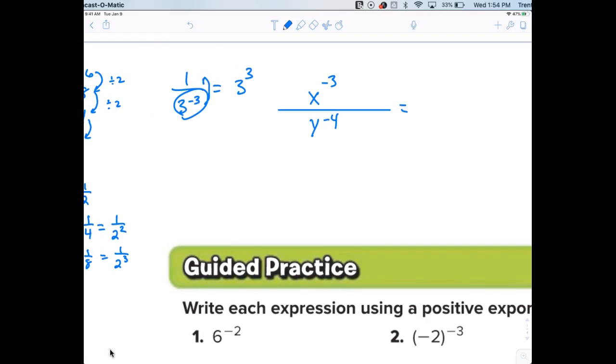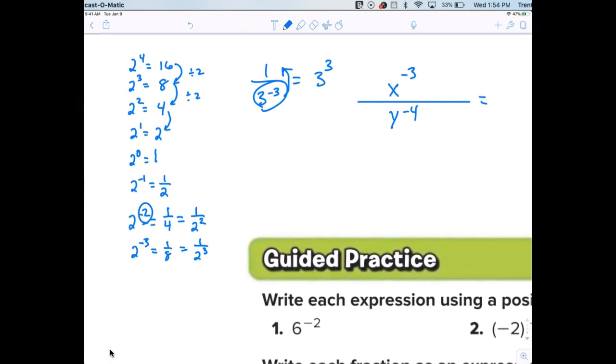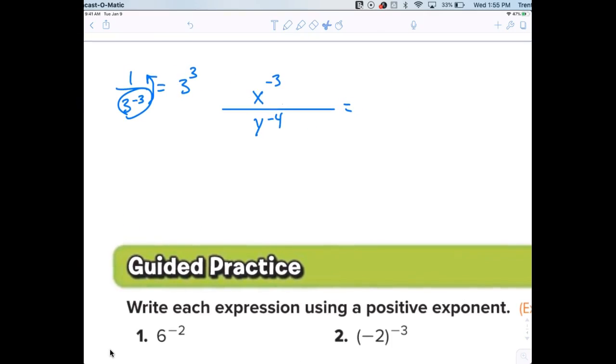I moved it to the top. If there was a negative, I moved it where? If it was on the top, I moved it to the... You have to say that to yourself. If you have a negative exponent, it must be moved. So now, this x to the negative 3 is going to go where? To the bottom. That wasn't that hard.